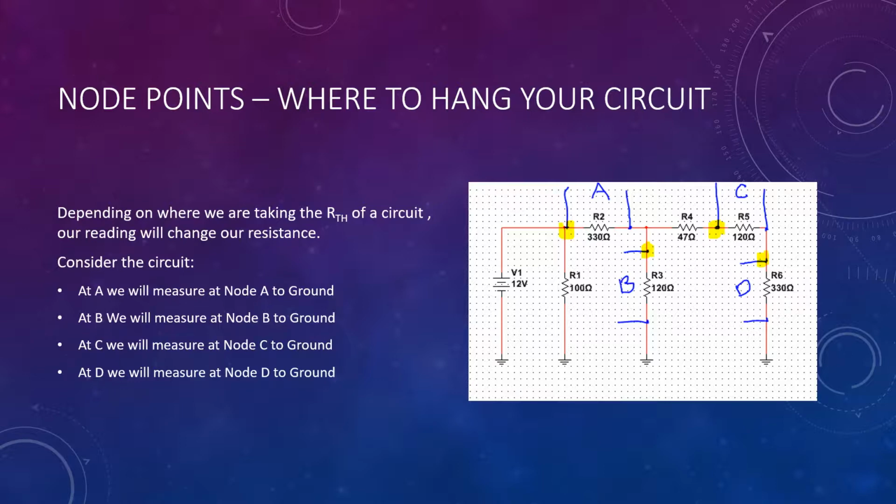Consider the following circuit. At A, we'll measure node A to ground. At B, we'll measure node B to ground. And at C, we'll measure node C to ground. And at D, we'll measure node D to ground.